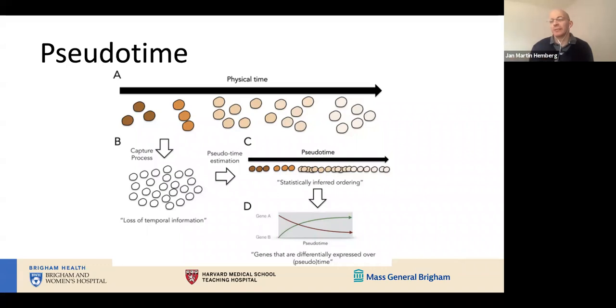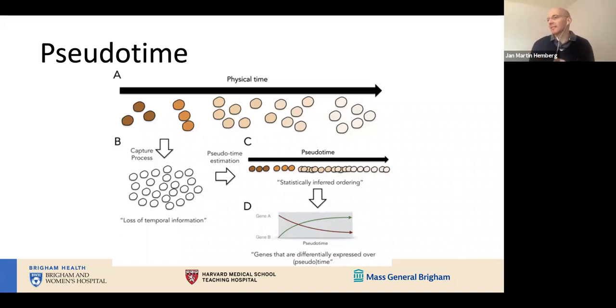Most often we think of that as when we have some sort of differentiation process. So when cells start out in one cell type or cell state, and they gradually move or progress into a different stage over time. The problem with the single-cell RNA-seq assay is that we can only measure each cell once, because we lyse them and then they can't go on. So what will happen is that we essentially get a snapshot of what's going on in our sample.